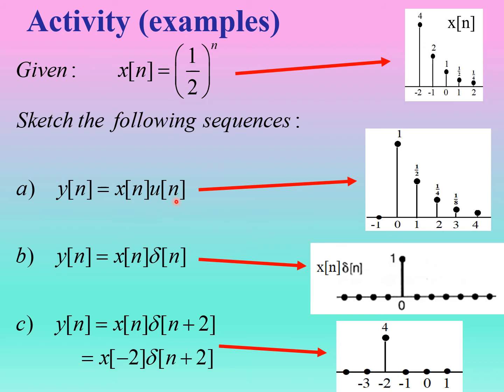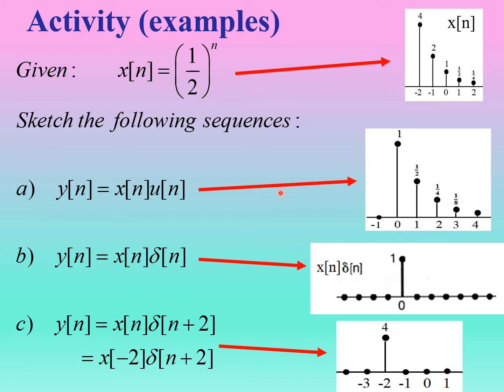But the key thing about a step function is it's 0 everywhere to the left of 0. So that means all these values over to the left of 0 are going to end up being zeroed out because they're multiplied by 0. So all we really have to do is consider this function here, x of n, starting at 0 and going to the right. So we end up with 1, 1/2, 1/4, 1/8, and so on and so forth.